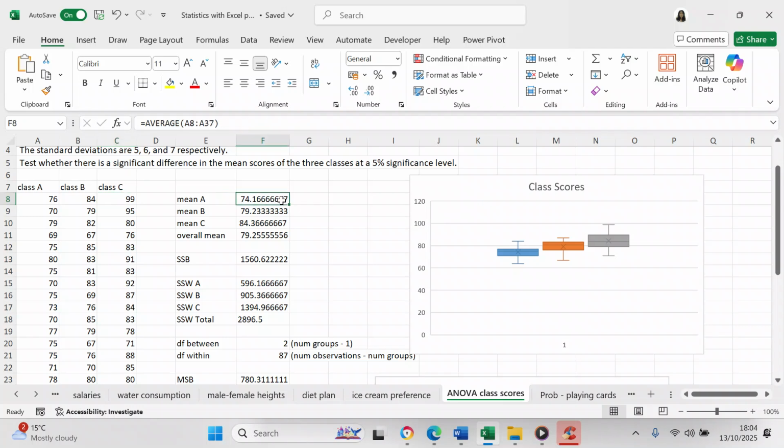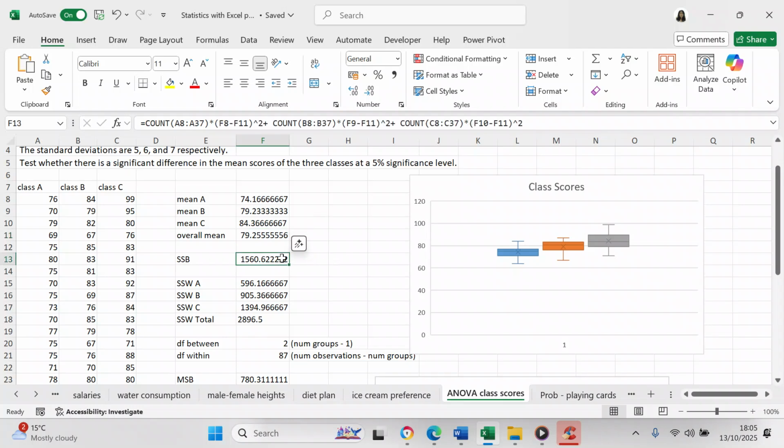So the mean of A is the average from A8 to A37, giving you 74.167. Class B has an average from B8 to B37, giving you an average of 79.23. Class C is an average of C8 to C37, giving you an average of 84.3. And the overall mean is an average of A8 to C37, giving you an overall average of 79.25.